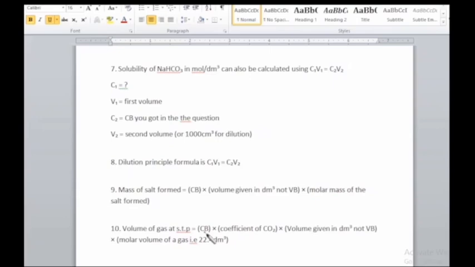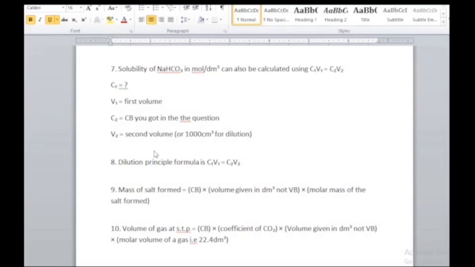Oftentimes it is going to be carbon dioxide, particularly in this case it is going to be carbon dioxide, and then it is going to be multiplied by the volume given in dm cube. There is also the volume of the base, and then also multiplied by the molar volume of the gas at STP, which is 22.4 dm cube. That is the Avogadro constant. So these are some formulas that will come in handy while answering questions in this particular segment.